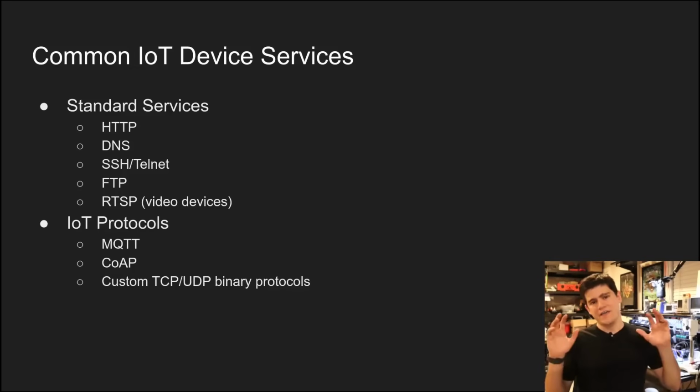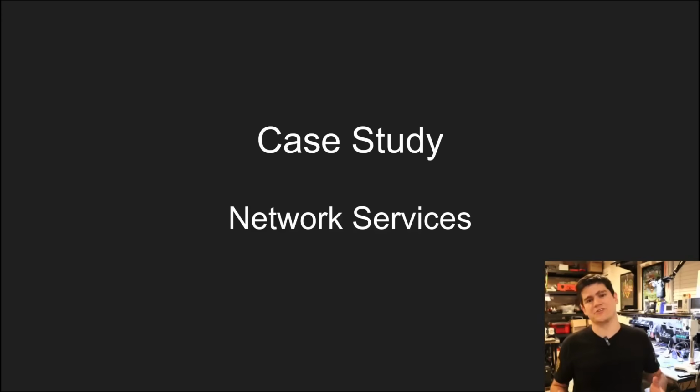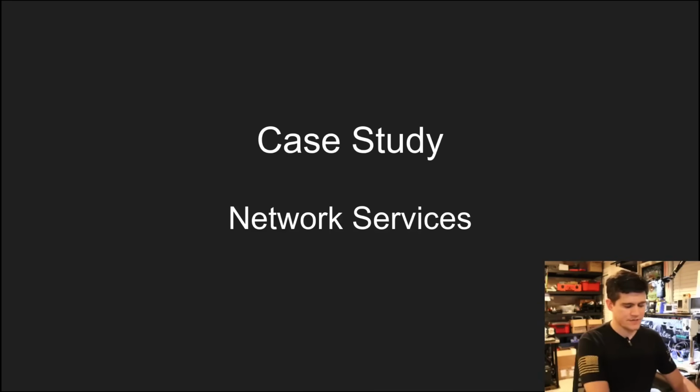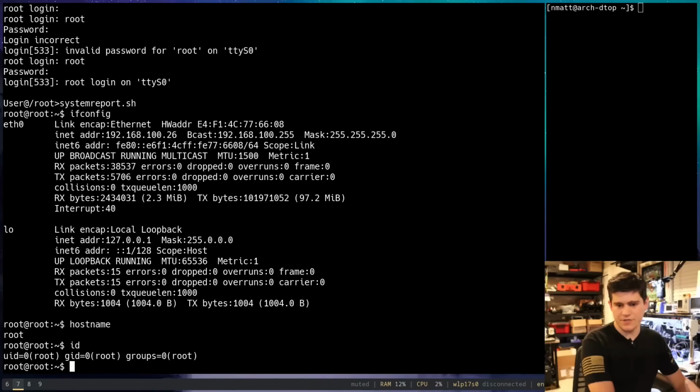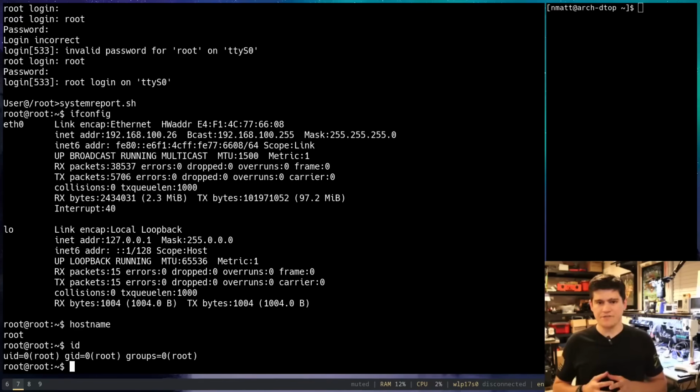So that is a really high level look at the activities and the kind of things I would look for in an IoT pen test. But let's actually go ahead and take a look at what I would do hands on keyboard if I were given a device like this to do a pen test on. And so what we're gonna do is we're gonna go over to our shell environment.